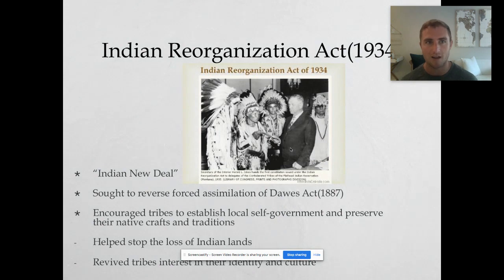Okay, a landmark law, the Indian Reorganization Act. This is our Indian New Deal. We had our Dawes Act that is forcing Native Americans to assimilate. The Indian New Deal says, nah, we're not going to do this. We are going to reverse this. And so this is going to encourage tribes to reorganize, form their own governments once again. And this is going to be an attempt to preserve Native American lands. This is a big one for Native Americans with the New Deal.